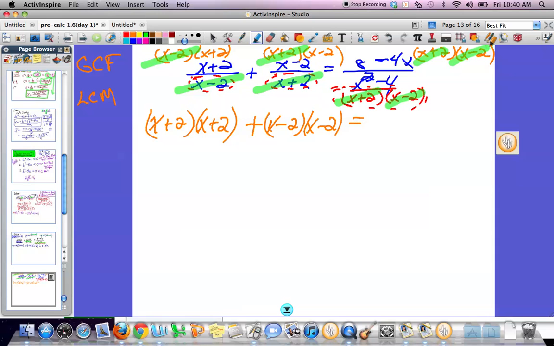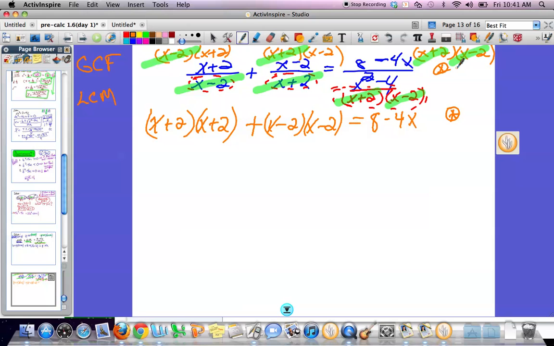So you are left with, on the right side, 8 minus 4x. So we have now cleared the equation of fractions. So what we have in orange right here is the exact same thing as what we have in blue. But the one in orange is easier to solve. That's why we clear the equation of fractions.